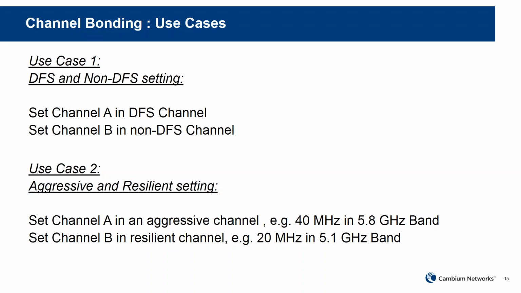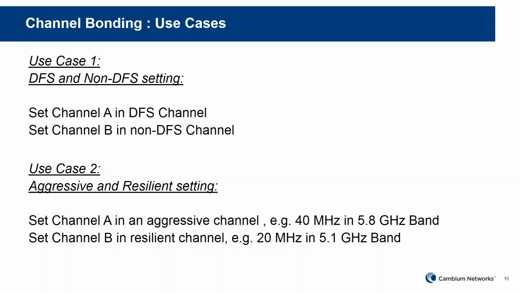Another use case for channel bonding would be to use aggressive and resilient settings. Let's say you set channel A in a very aggressive channel, like a 40 megahertz in the 5.8 band, which is generally crowded, so it's really hard to get a clean 40 meg channel. You can set an aggressive 40 megahertz channel, and then set channel B in a resilient 20 megahertz channel, so you know for sure in your 5.1 band you have 20 megahertz to spare. The advantage of this is because you're sure of the 5.1 band being resilient, you can always be assured that you have some resilient link on the side, whereas your channel A can be aggressive and try to pursue higher bandwidths if required.